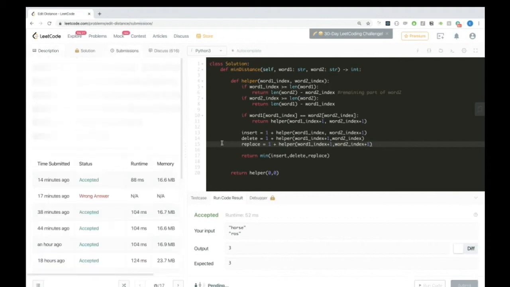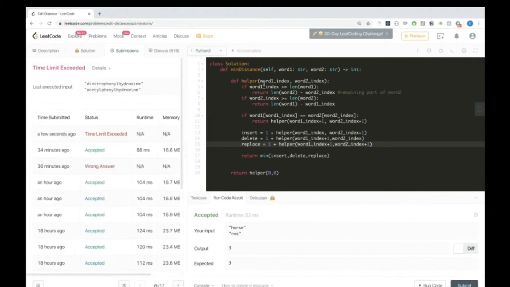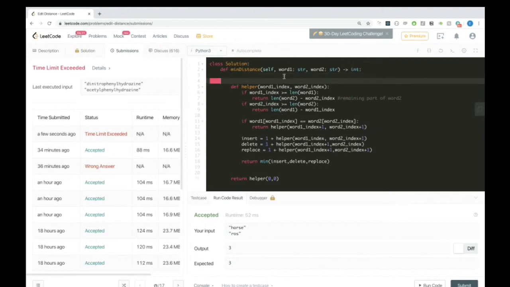Let's run it again. Let's submit it, and let's see if this works. And this will fail because LeetCode has a time limit exceeded. So even though this solution is valid, they really want your solutions to be very optimized, because recursion also is very demanding on the call stack. And this solution is not optimized at all. It's a very naive recursive solution.